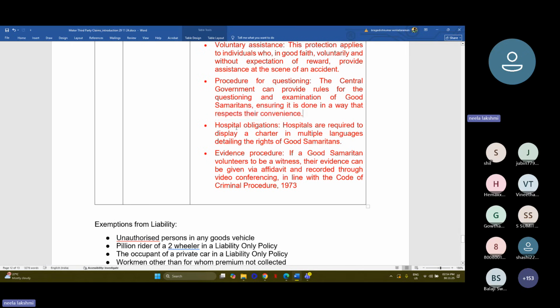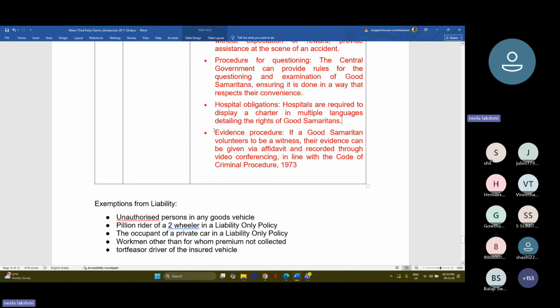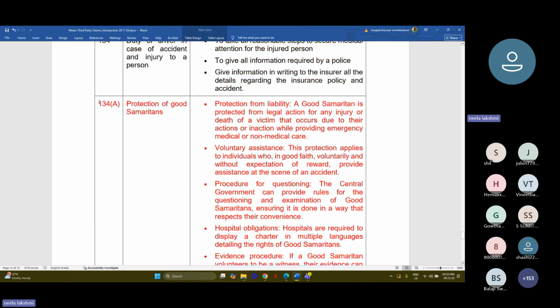Next one, hospital obligations. Hospitals are required to display a charter in multiple languages detailing the rights of Good Samaritans. Evidence procedure: even if a Good Samaritan is called for evidence and volunteers to be a witness, it can be recorded through video conference, in line with the Code of Criminal Procedure 1973. They will not be tortured at any point of time. This is the outcome of this newly introduced section, section 134A, protection of Good Samaritans.